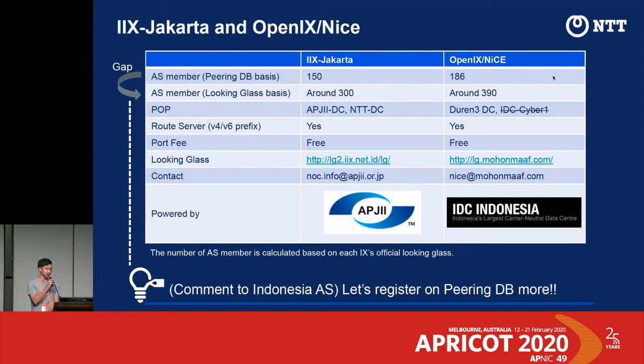And OpenIX has a POP in the Duren 3 data center and IDC Cyber 1. OpenIX strongly recommends you to connect in the Duren 3 data center. Then they have the route servers and the Looking Glass. You can see the peers and the neighbors.